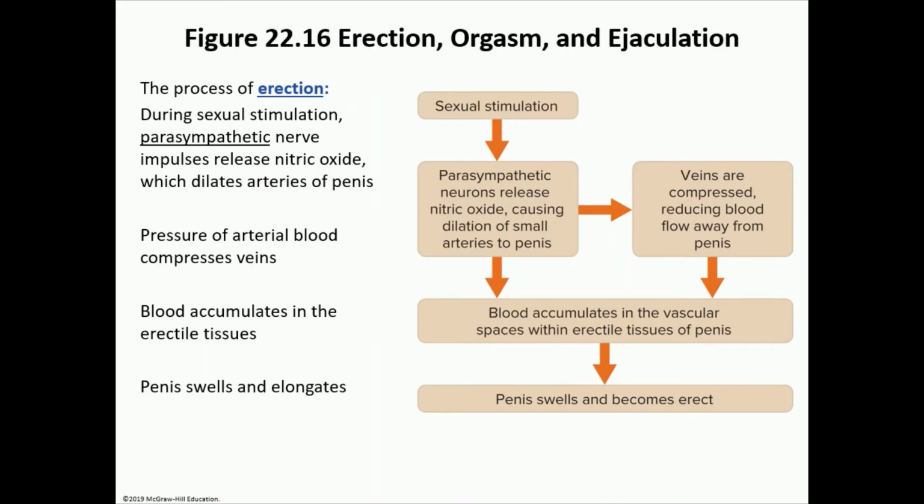Now for erection, orgasm, and ejaculation. The very first process starts off as a parasympathetic stimulation. Parasympathetic is going to release local nitric oxide, and nitric oxide dilates the arteries in the penis. With the pressure of the arterial blood, that's going to compress the veins. So again, you have the arteries dilated, allowing blood to come in, while the veins are compressed, preventing blood drainage, and that leads to accumulation of blood in the tissue, eventually leading to an erection.